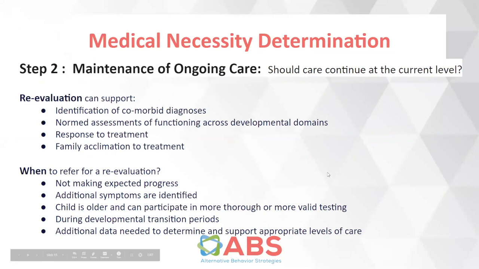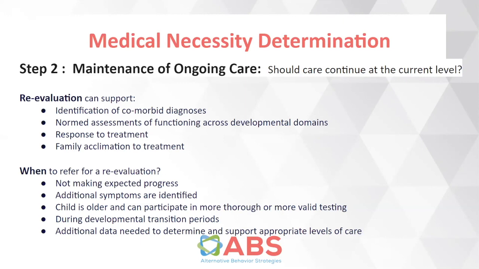The second step in medical necessity determination is whether care should be maintained at the same level. I think this is a time when you can determine whether it makes sense to refer a child for a reevaluation. A reevaluation can support things like the identification of comorbid diagnoses that may not have been identifiable when a child was young. They can give you a wider variety of data about how that child's functioning compares to the normative population. The tests that the psychologists give are going to be normed, meaning that they can let you know more clearly how that child is doing in comparison with neurotypical children, and how far behind or how much they've gained in comparison to that population.